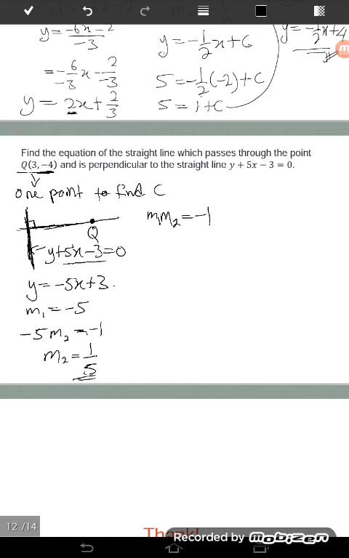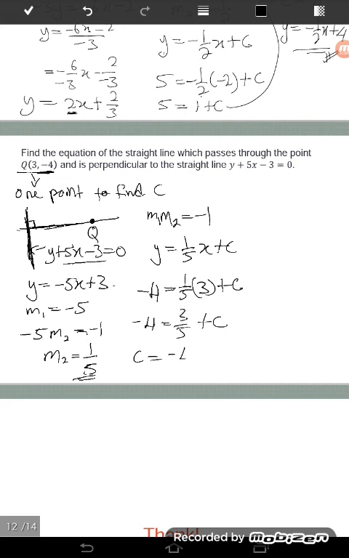Next, substitute into y equal to mx plus c. We have y equal to 1 over 5x plus c. To find the value of c, we use the point given. The value of x is 3 and the value of y is negative 4, plus c. Negative 4 is equal to 3 over 5 plus c. So c equal to negative 4 minus 3 over 5. We have here c equal to negative 23 over 5.